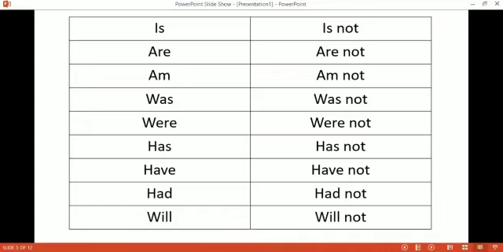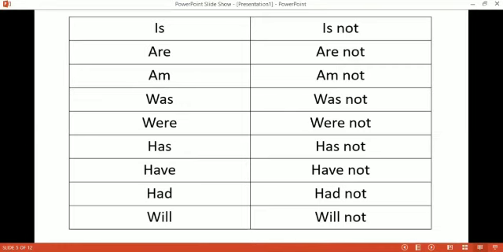Okay, children, in the first column there are helping verbs, and in the next column there are helping verbs with not. It is very simple. You have to keep this table in your mind, that whenever there is a helping verb in the simple sentence, you have to put not immediately after that helping verb, and then it will become your negative sentence. Got it? What is the rule? The rule is after a helping verb, we put not or no to make a negative sentence.